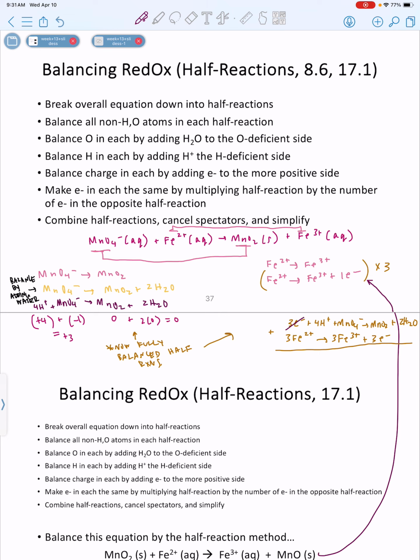So my overall reaction is I've got 4 hydrogen ions reacting with 1 permanganate and 3 iron 2 plus ions to give us manganese 4 oxide, which is a solid, 2 waters, and 3 iron 3 plus aqueous. That should balance, I hope. Keeping in mind, the only thing we added were the water, the OH steps in the middle, that's different than this.